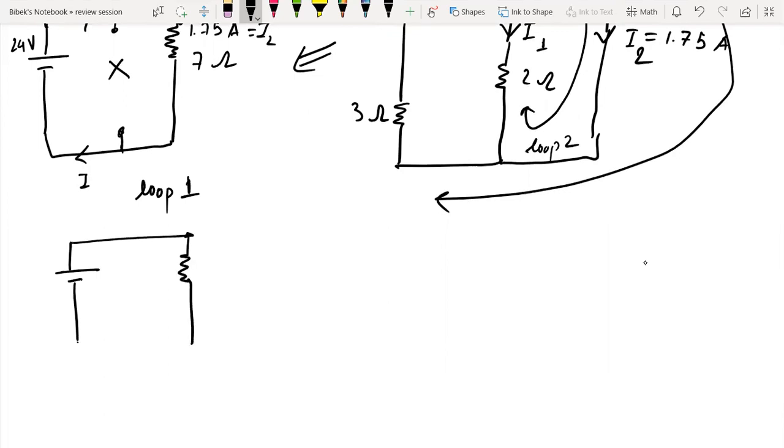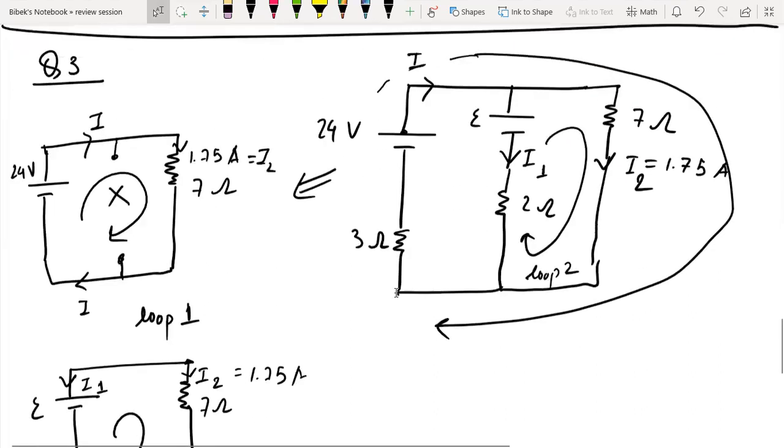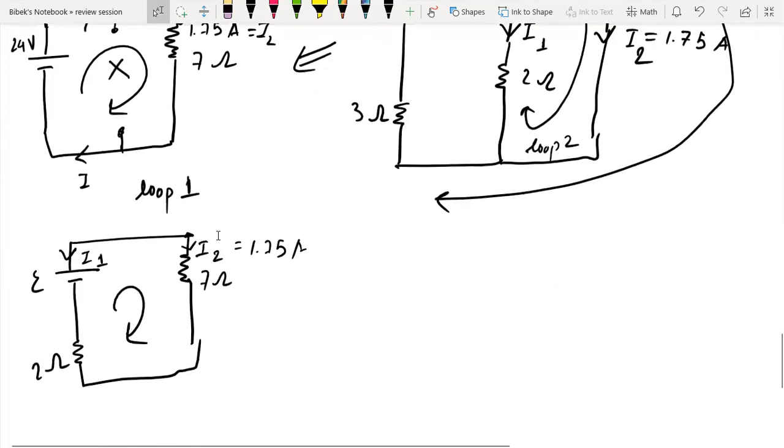That is this. Okay, so this is 2 ohms. This is what we don't know. We don't know I1. We know that it's I2. This is 7 ohms and 1.75 amperes. Okay, so this is your loop 2. This one and this one. This is loop 1 and this is loop number 2.